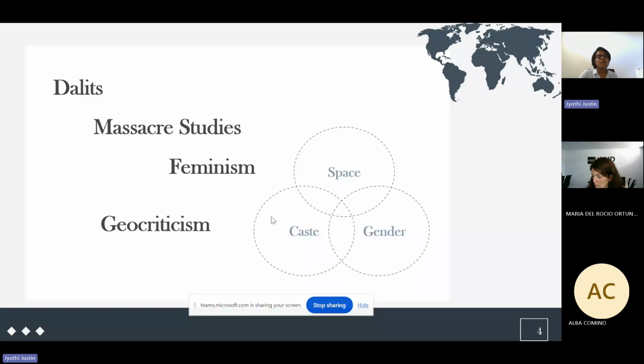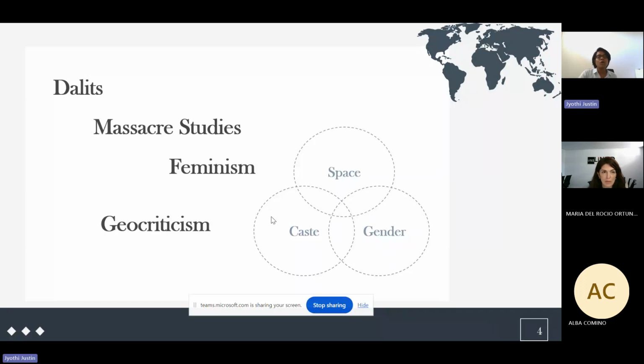So what we are doing is making use of geocriticism, which is a theory that gives more importance to place in literature, that is, settings in literature. By combining feminism with geocriticism, the focus shifts to the female survivors that we are looking at. The primary focus of research will be on the female survivors in the spaces that they are located at. So in this research, we are trying to understand the relation between space, caste, and gender in Dalit massacres.